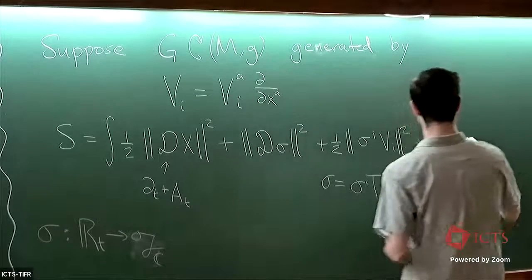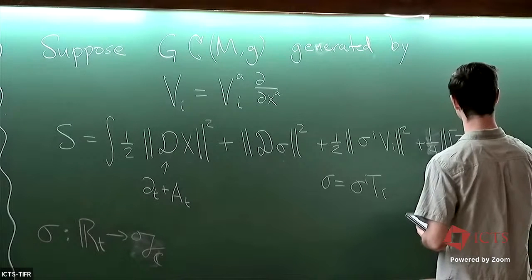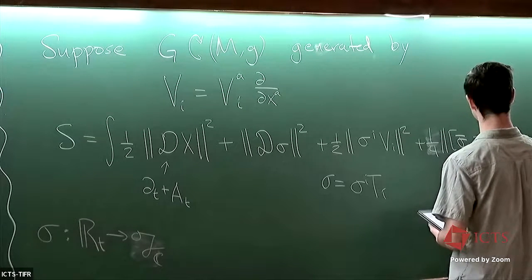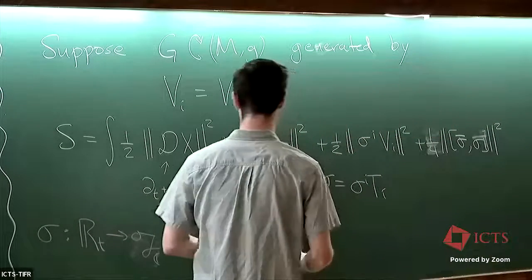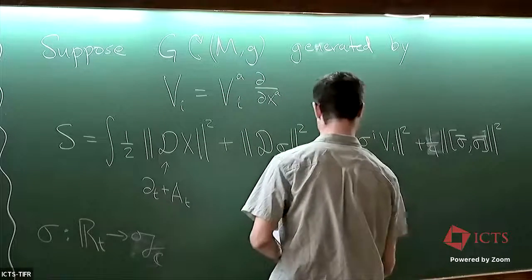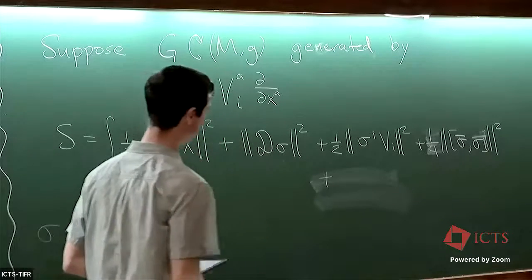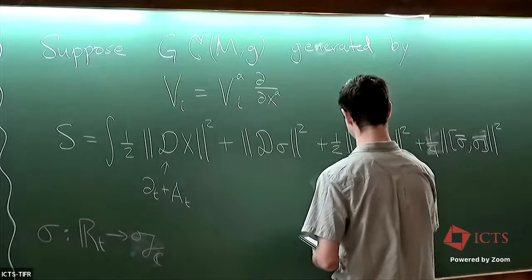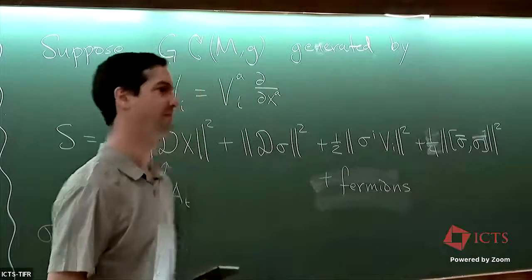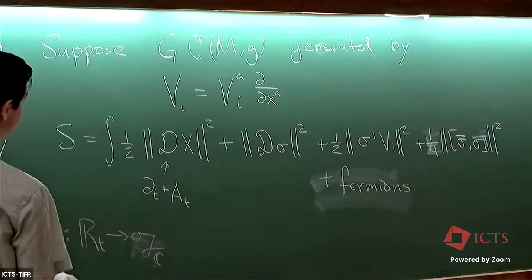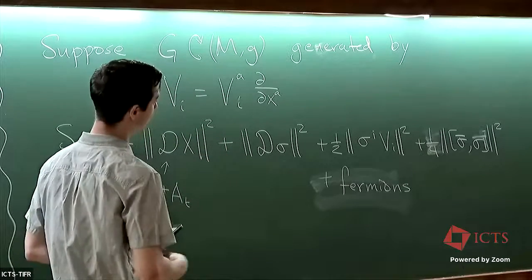Okay, so then the last bit of the bosonic potential energy looks like a commutator of sigma with sigma bar. And then we take the norm of that. And then, of course, there's also fermionic fields that I'm going to be lazy and not write. So I'm going to write plus fermions. If you'd like to see the explicit part of that action, I'd be happy to tell you afterwards. But this is sort of the most interesting or most important part for us.